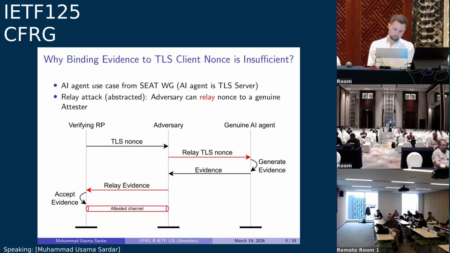If you use the TLS client nonce for the binding, the adversary can simply play a relay attack: it relays that TLS nonce over to the genuine TLS server, generates that evidence, and gets it back. Then it relays it over to the verifying relying party, which in this case is the TLS client. The TLS client accepts that evidence because it's coming from a genuine TLS server, and establishes a connection which it believes is going to the genuine AI agent or the server, but it's actually going to the adversary.